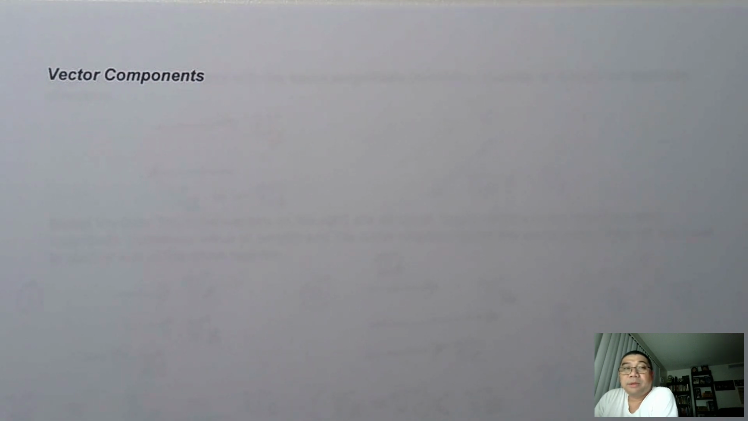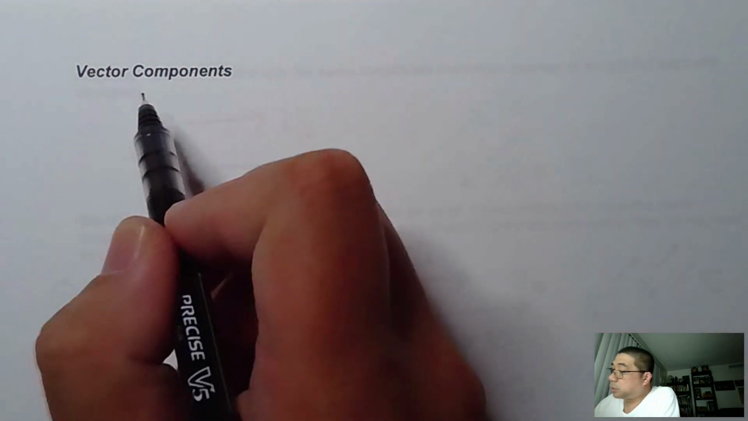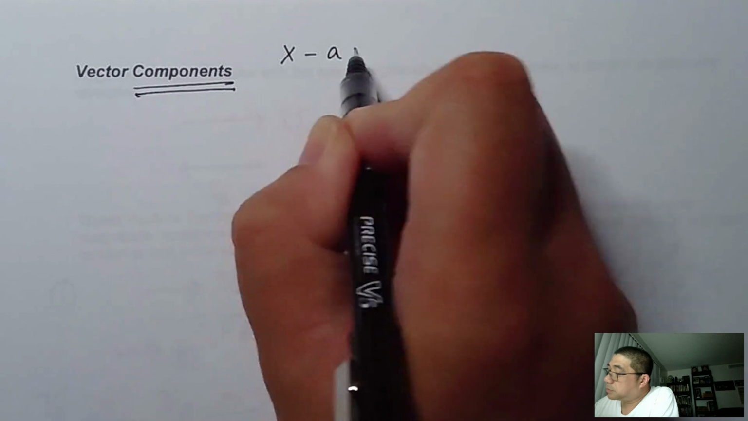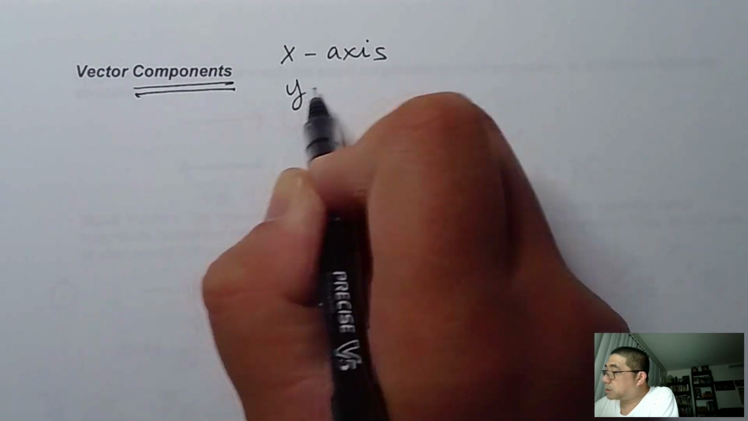As we go over this topic and solve some examples, if you feel confused about the way it's being done, there's another video, a review on trigonometry, about triangles and angles. So let's move on. Components. When we talk about components, we're discussing the x-axis and then the y-axis.